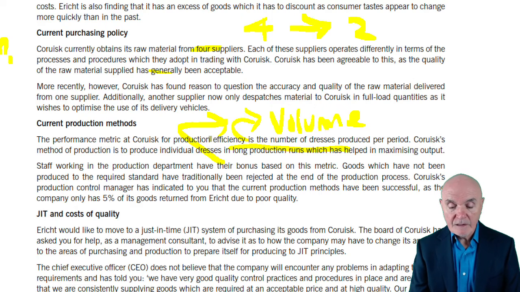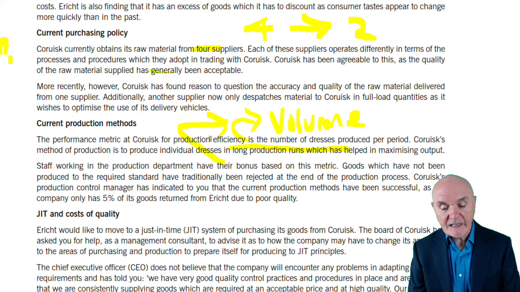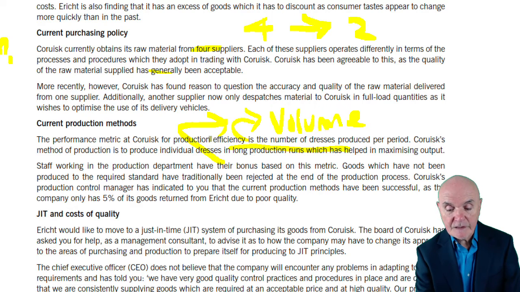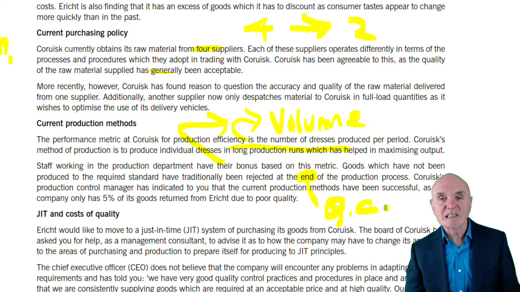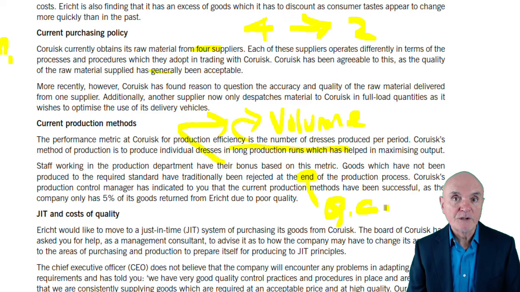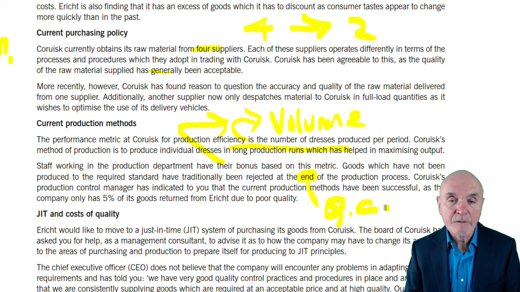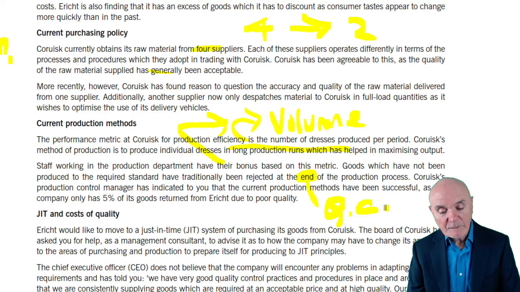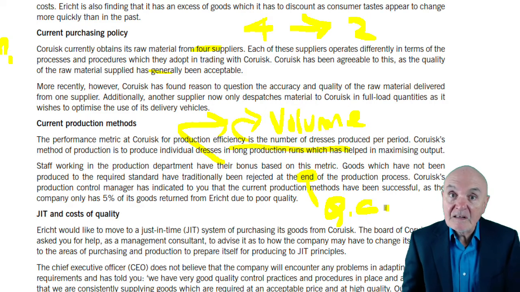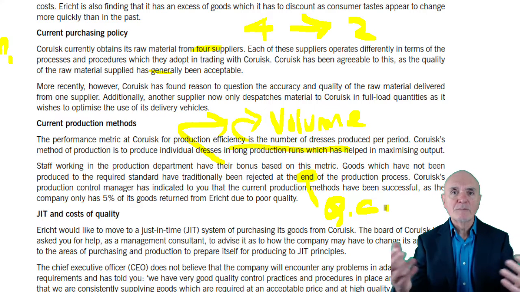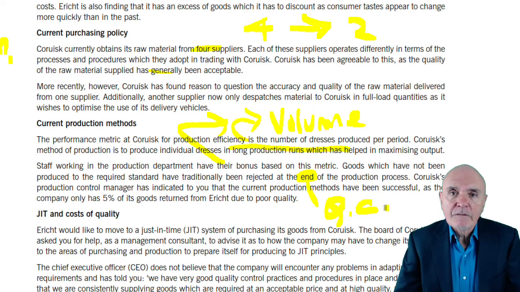Goods which have not been produced to the required standard have traditionally been rejected at the end of the production process. So it's not perhaps very up to date in terms of its quality control here, because quite often it's better to inspect goods partway through production and reject them then rather than to wait at the end. But we'll see. I'm just wondering, why have we been told that? We must have been told that they're rejected at the end, not as a random piece of information, but the examiner will have thought about it.